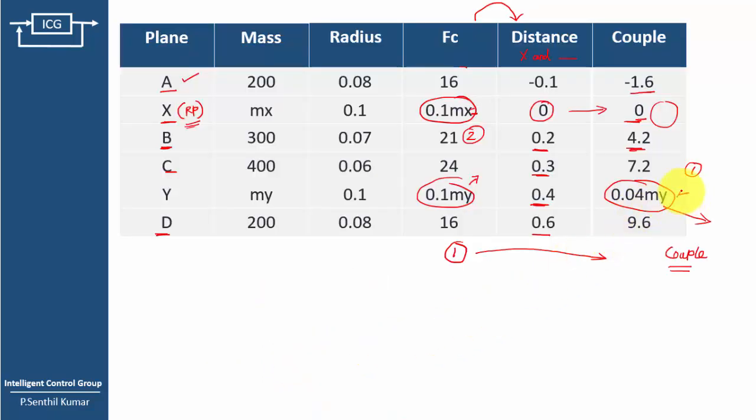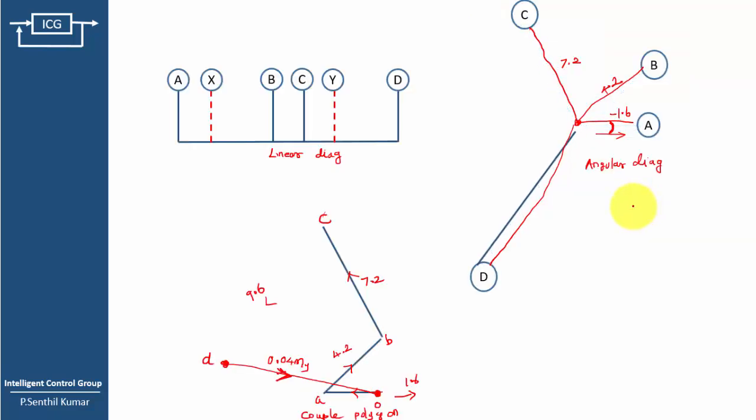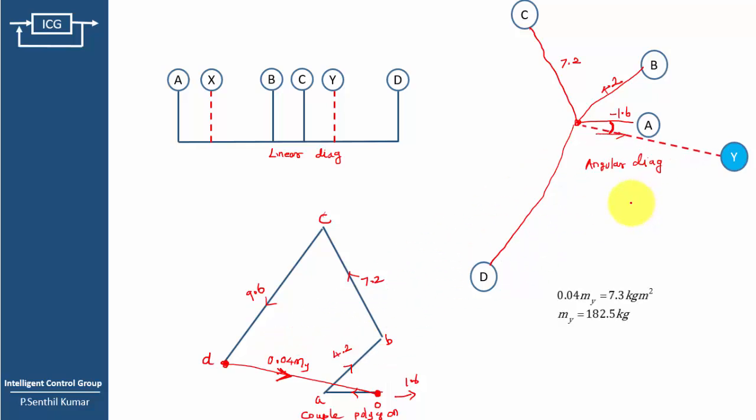So this is 0.04 my, the missing parameter. Now I'm going to draw that parameter. 0.04 my equal to, when you measure this, you will get 7.3 centimeter. I can take 7.3 centimeter as 7.3 kg meter square, so we can take it as it is. Now rearrange the term. My equal to 7.3 divided by 0.04, you will get my equal to 182.5 kg. So this is the value of mass.